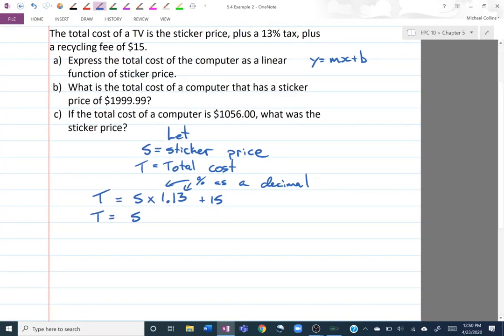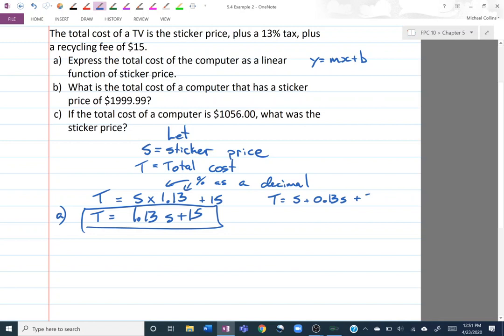T is equal to, we usually write the number out in front, 1.13 S plus 15, and that would be a final answer for A. If you don't like my 1.13, what you could write this out as, okay, my total cost would be the sticker price plus the taxes, which is 0.13, times the sticker price plus the recycling fee of $15. And this is going to end up the exact same answer, but in 2 steps.